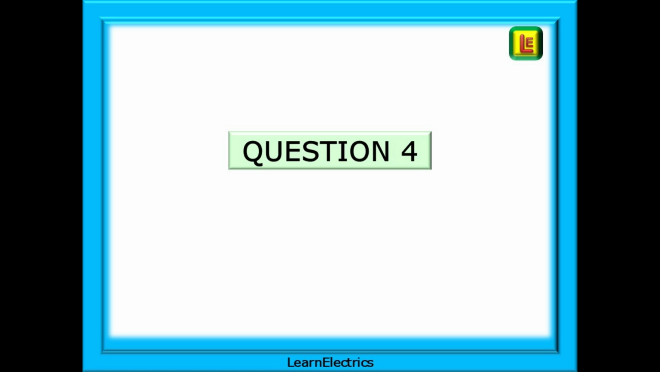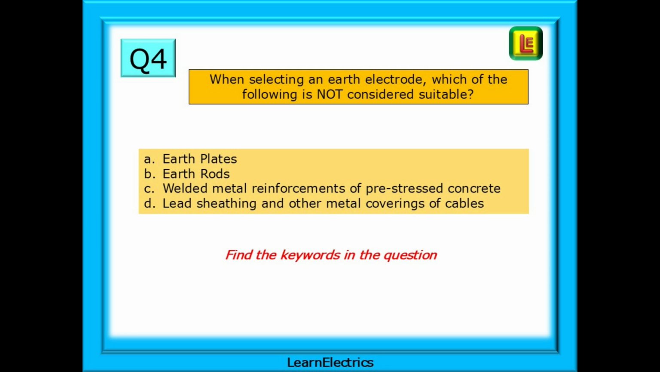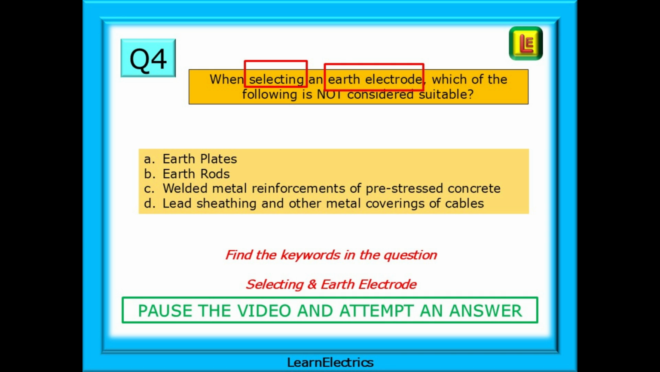And now question 4. The question asks, when selecting an earth electrode, which of the following is not considered suitable? Again, start by finding the keywords. Here they are: selecting and earth electrode. Now pause the video and attempt an answer.